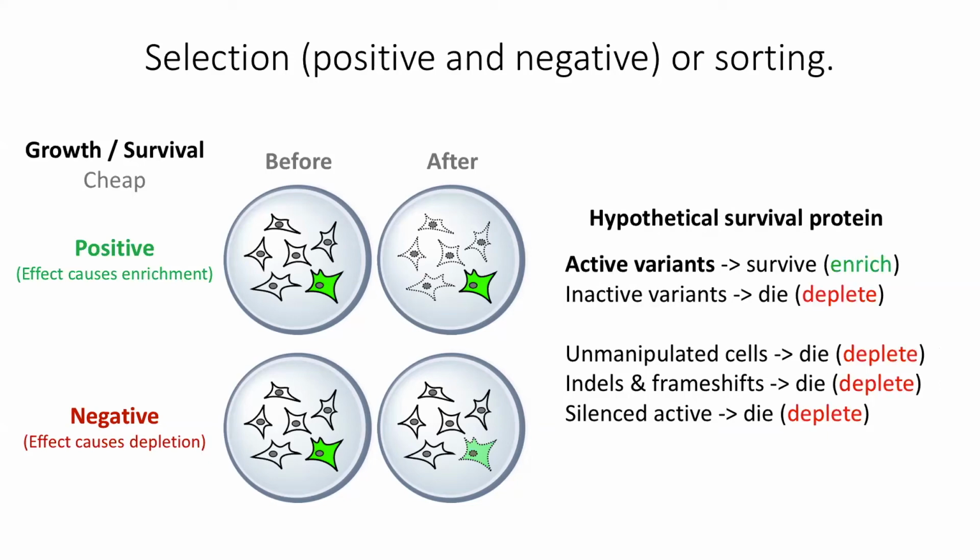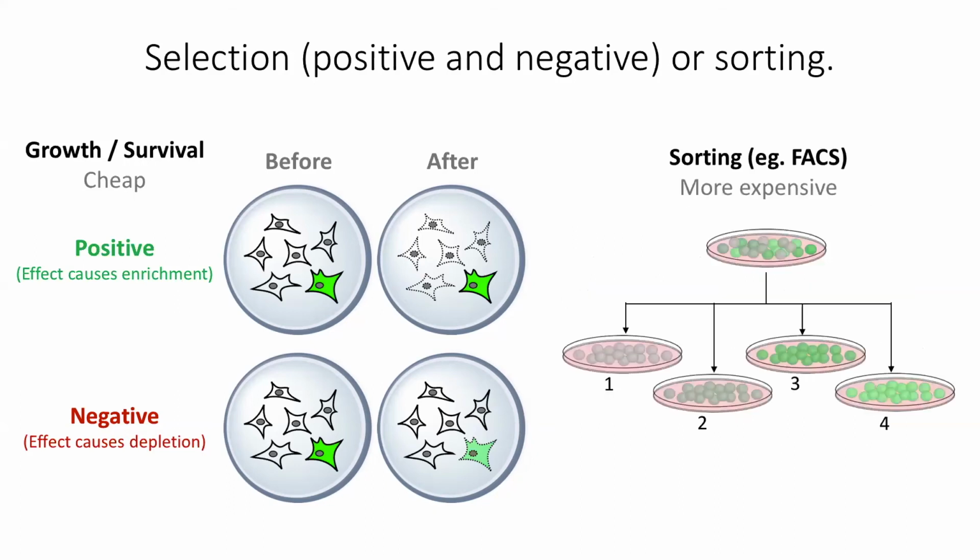In contrast, say there's a different hypothetical situation where it's a cell survival protein and you're mainly interested in only the active variants. Only these variants will allow the cells to survive and thus enrich, in which case all of these other circumstances will be depleted. I think this will probably be a more robust format, and likely easier to get some good results out of.